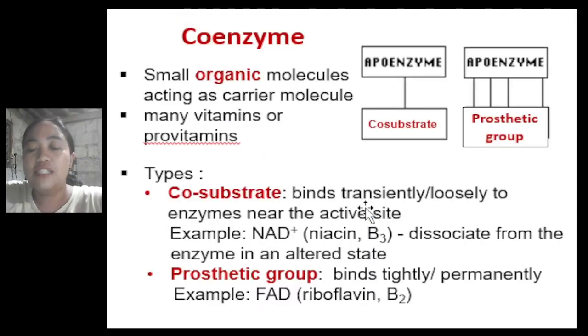Now, the next one is the coenzyme. These coenzymes are small organic molecules acting as carrier molecules, and many of these are vitamins or provitamins. And we have two types, the co-substrate and the prosthetic group. Co-substrates bind transiently or loosely to the enzyme near the active site, while the prosthetic group will bind tightly or permanently to the active site. Okay? Or to the enzyme, I mean. And examples are, for co-substrate, NAD+, while for the prosthetic group, it's FAD.